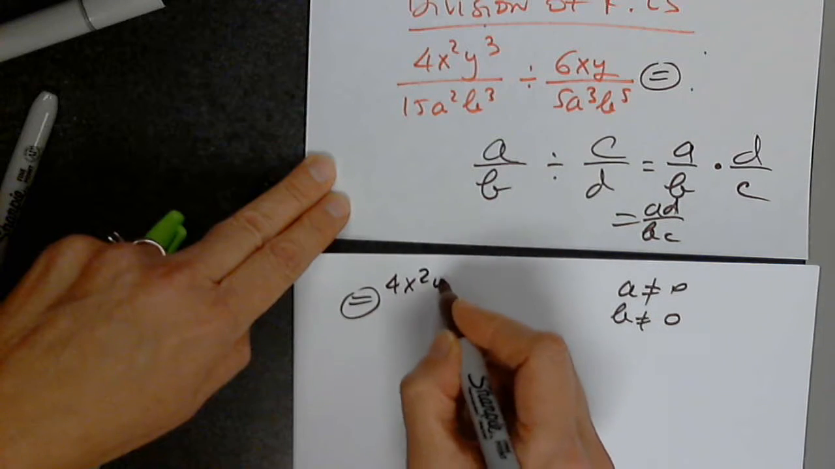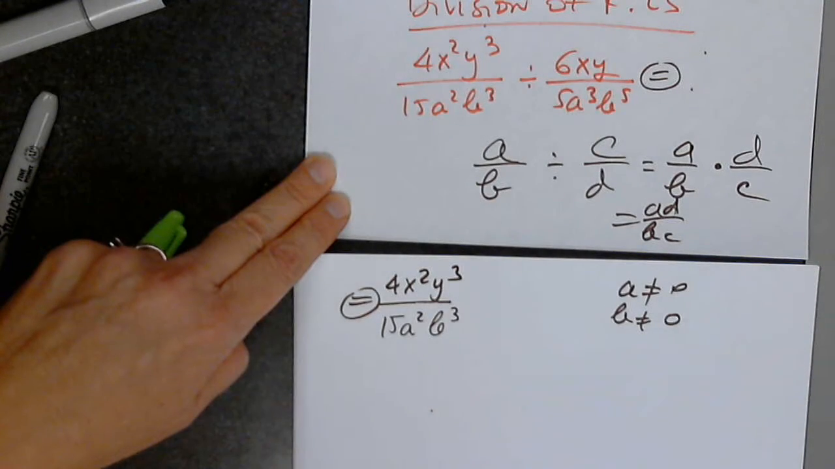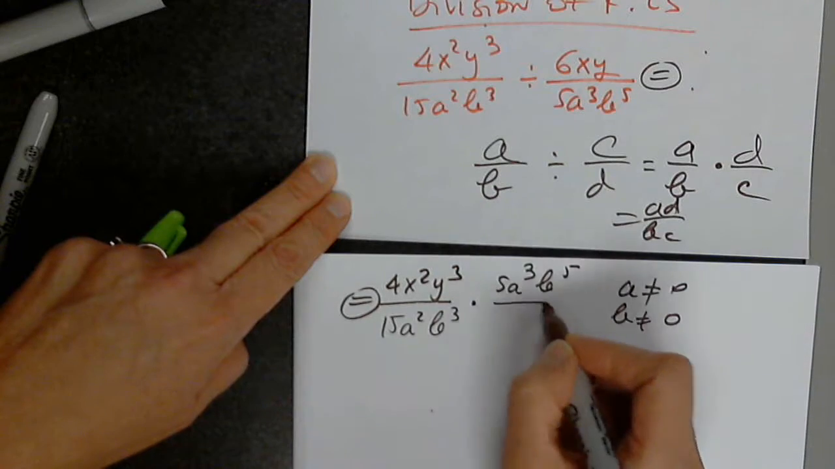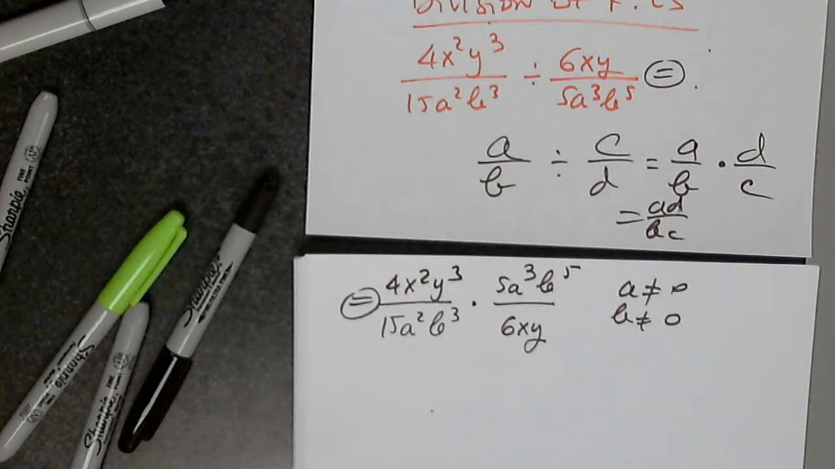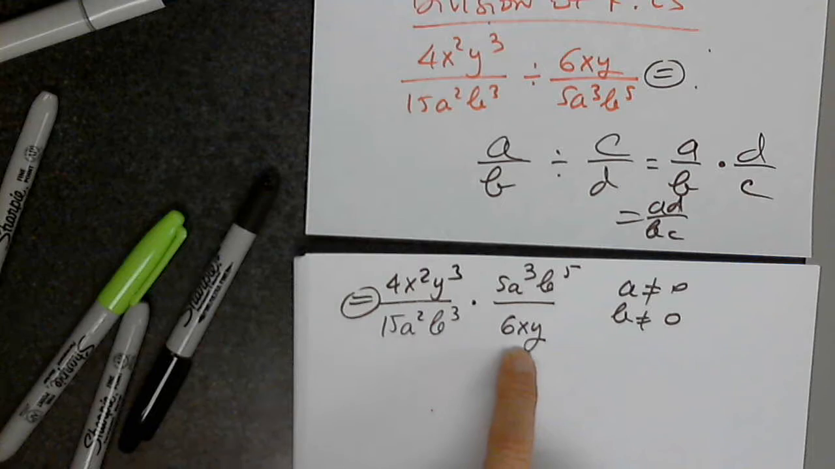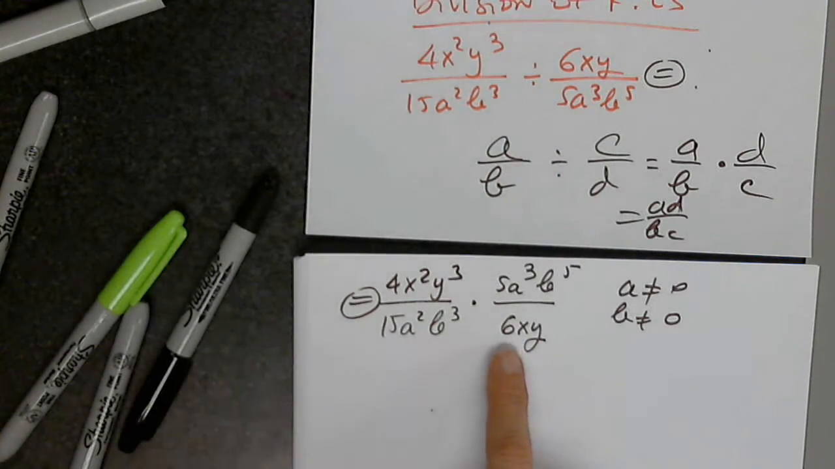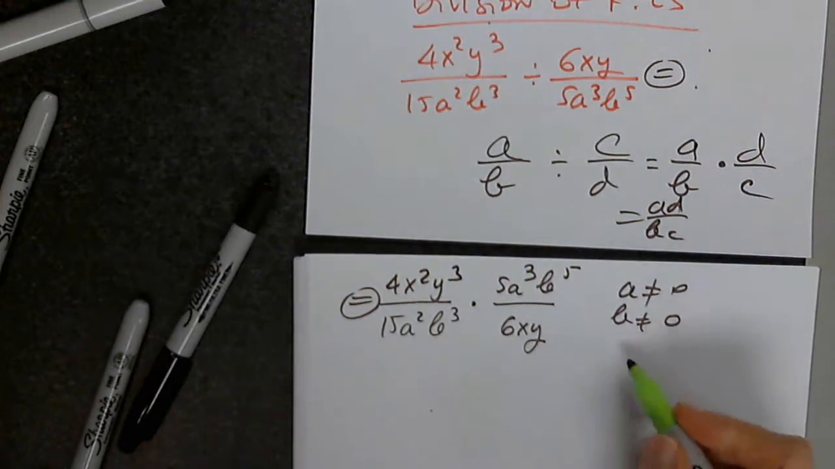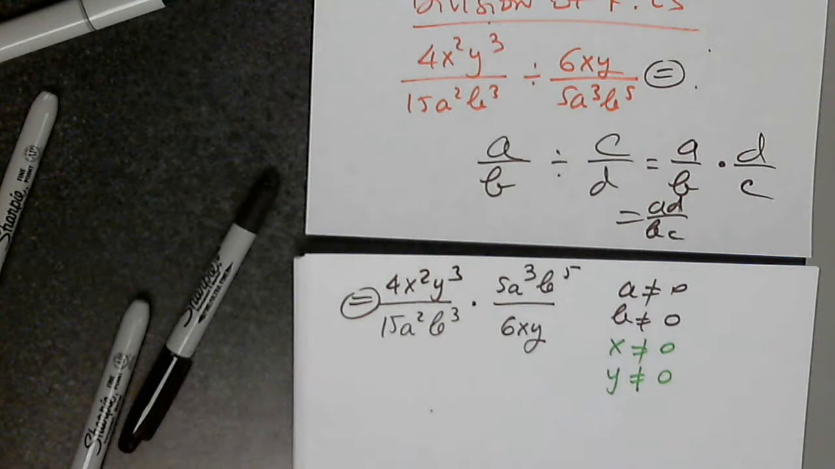I will copy the first fraction as is, and multiply it by the multiplicative inverse of the second fraction. That's the rule of division of fractions. Now, I have a new denominator that I did not have in the first step. The new denominator that just popped up is 6xy. Therefore, I have two more restrictions to write. And they are x and y cannot equal 0.